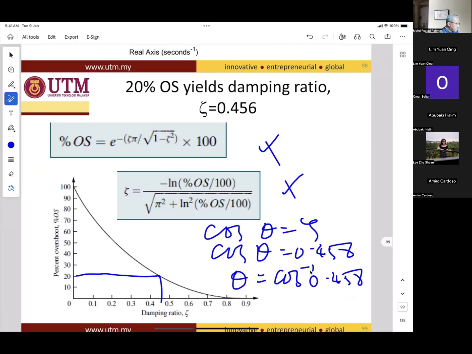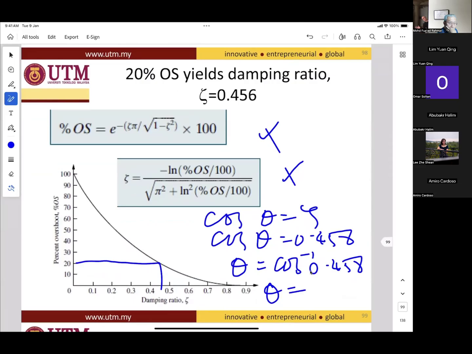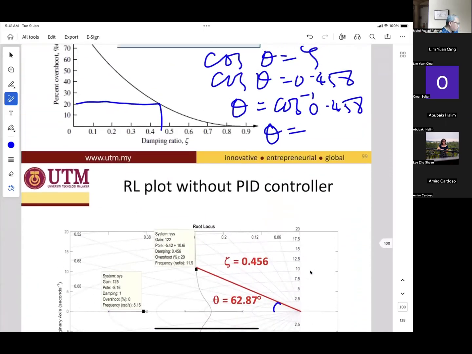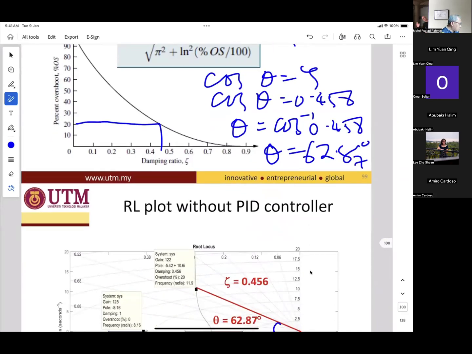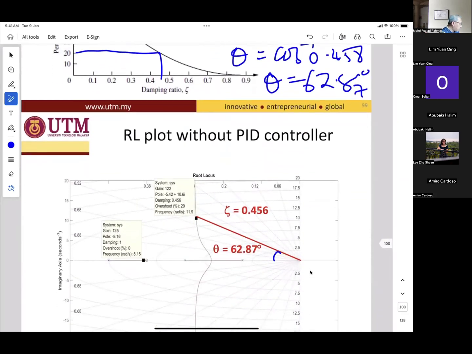What is theta, Abu Bakar? Yes, doctor. Theta is inverse cos 0.456, which is 62.87 degrees. Then you find the dominant pole.